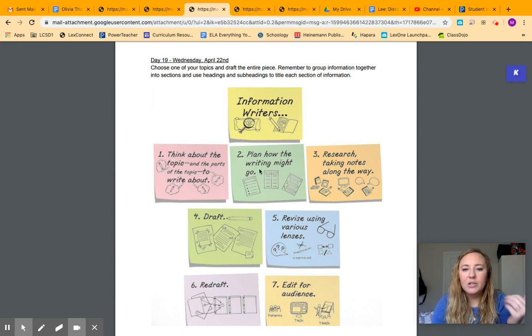These sticky notes are the anchor charts that you have in your writing notebooks at school, and they help you remember what you should be doing. So plan how you're going to do your writing. Research if you can at home. Use various lenses to think about it from a certain perspective. And just do your best with your writing. This is just your draft. We'll work on editing it throughout the week.